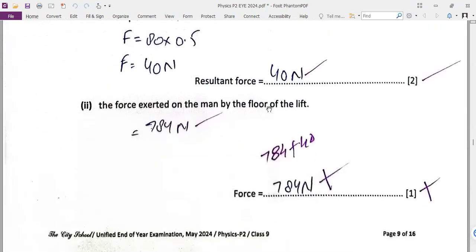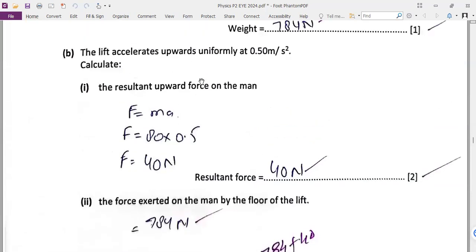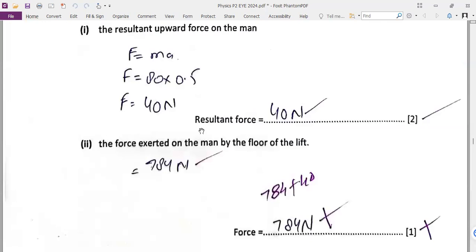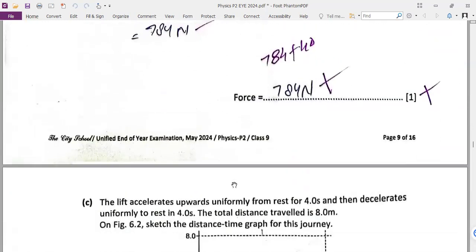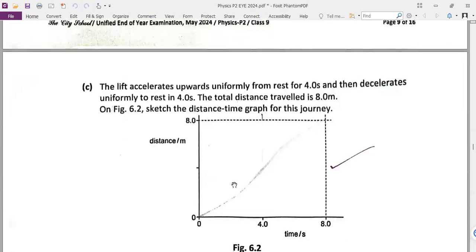And the force exerted on the man by the floor is, well, you look at the upward force plus the weight of the man, which gives you the force that the lift applies on the man, because the man's weight is 784 and it is accelerating upward with the 40 newton resultant force. So the total force was 784 plus 40, and that was producing the acceleration.